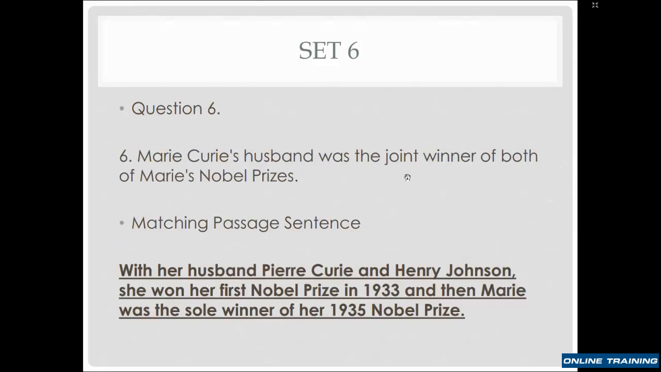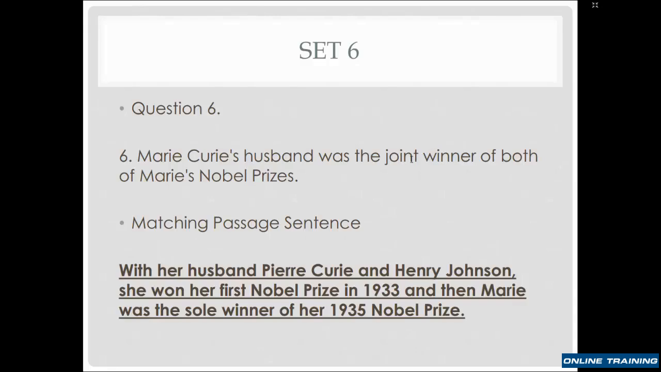Question 6. Marie Curie's husband was the joint winner of both of Marie's Nobel Prizes. Here we have our matching passage sentence. With her husband, Pierre Curie, and Henry Johnson, she won her first Nobel Prize in 1933, and then Marie was the sole winner of her 1935 Nobel Prize. Our question again says, Marie Curie's husband was the joint winner of both of Marie's Nobel Prizes. So what they are probably going to be focusing on here is, was he the joint winner of both?